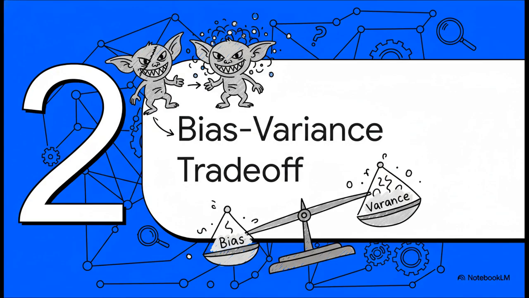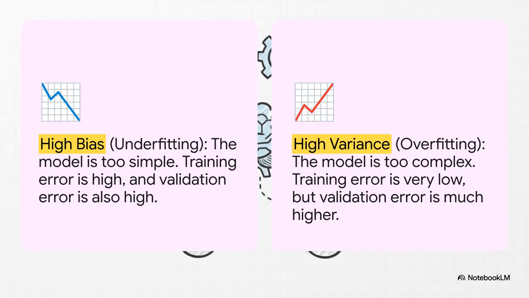Okay, now that we've set up a way to evaluate our model honestly, we can use our training and validation sets to properly diagnose the two main gremlins that haunt machine learning, bias and variance. You can just think of high bias as underfitting. The model is too simple, it's just not capturing the patterns. So its error is going to be high on the training data and also high on the new validation data.